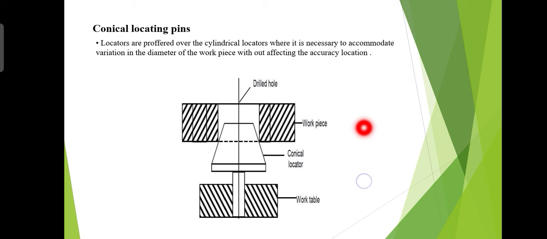So if someone asks you what is the function of the conical locator, you can say that these are used to locate the workpiece from a tapered hole or shaft, and the conical locators are used for holes or shafts where it is necessary to position the workpiece from the axis of the location features, but where the diameter of the hole is subjected to considerable variations. So this is a basic diagram of conical locating pins.